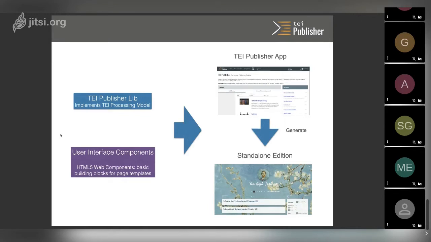The other core components are the user interface components: all the components displaying text, or buttons to navigate, or input fields to search. Those are the user interface components, and the TEI Publisher app, as well as the standalone edition, basically just pull in those two core components, the library and the user interface components. And with this, they generate the app.